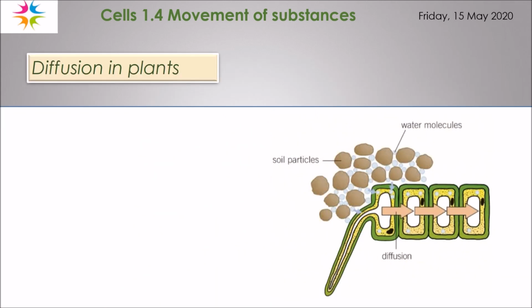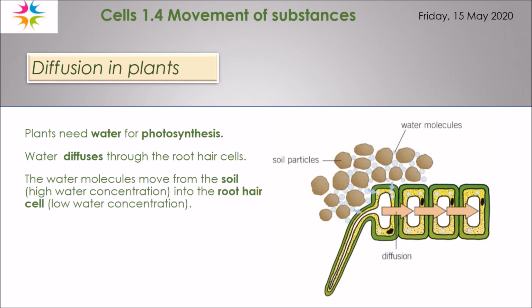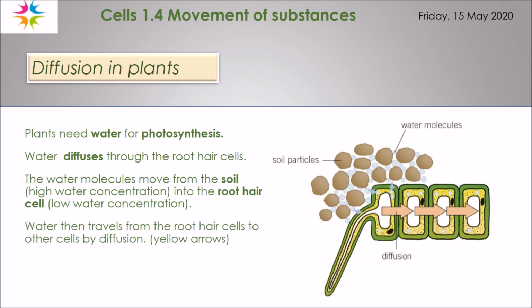Now we need to look at diffusion in plants. Plants need water for photosynthesis. The water is in the soil, and the water needs to diffuse into the root hair cells so that the plant can use it. The water molecules move from the soil, which is high concentration, into the root hair cell, which is low concentration of water. Then the water travels from root cell to root cell up through the plant, also by diffusion. The whole process is called osmosis.